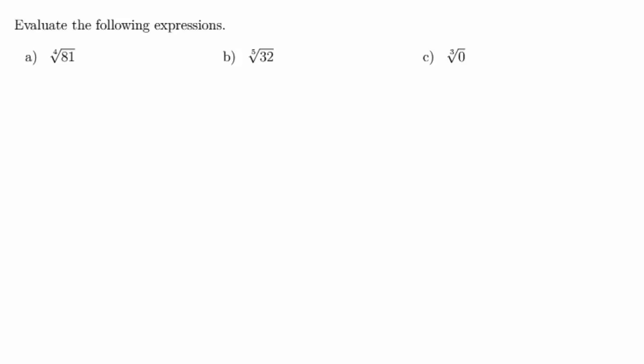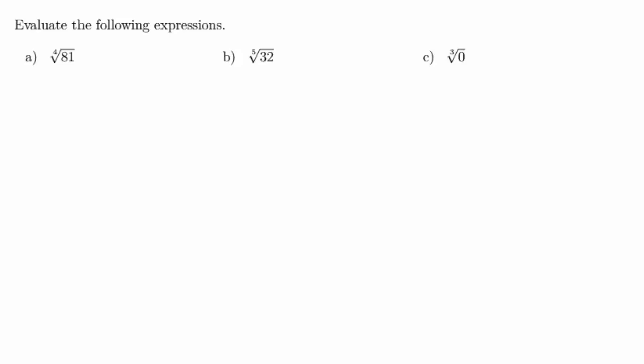In this video, we're going to evaluate expressions that have higher order radicals. So we can see in this first example, we have a fourth root. In the second example, we have a fifth root. And in the third example, we have a third root. So for this first one, we're looking at the fourth root of the number 81.